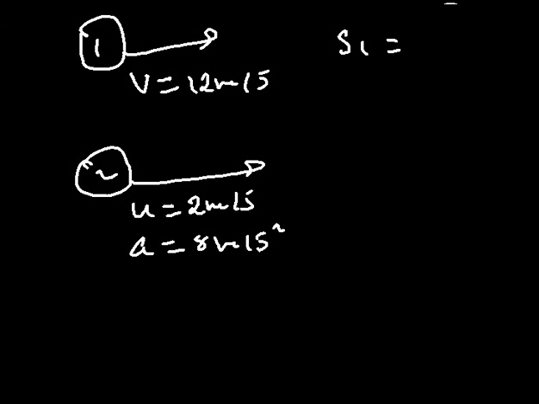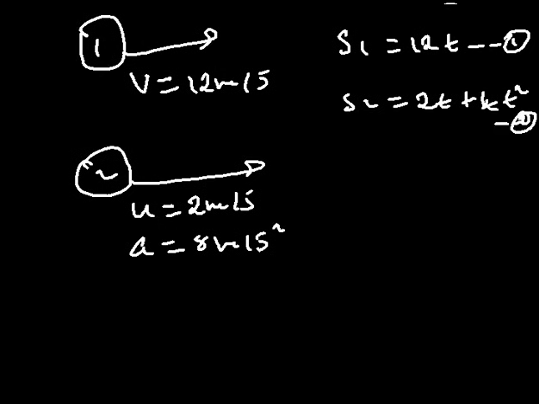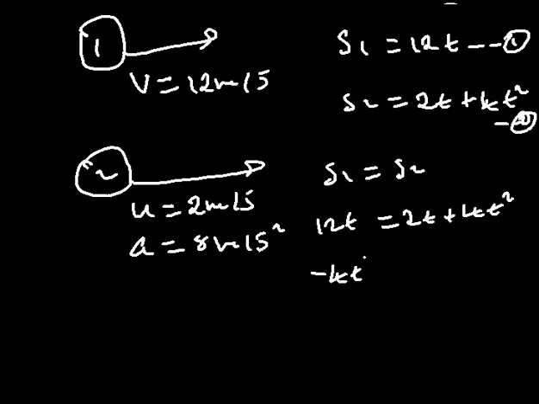So the principle remains the same. S1 is 12d, that is equation 1. S2 is 2d plus 4d squared, that is equation 2. Then S1 is the same as S2. That is 12d equals 2d plus 4d squared. We can have it as negative 4d squared plus 12d, and by the way, this and that will be given as plus 10d, equal to 0.